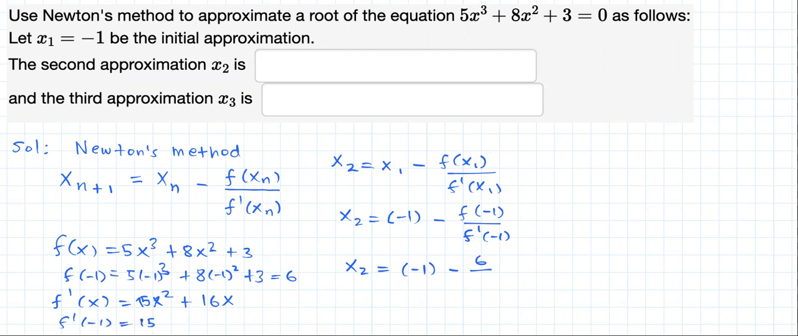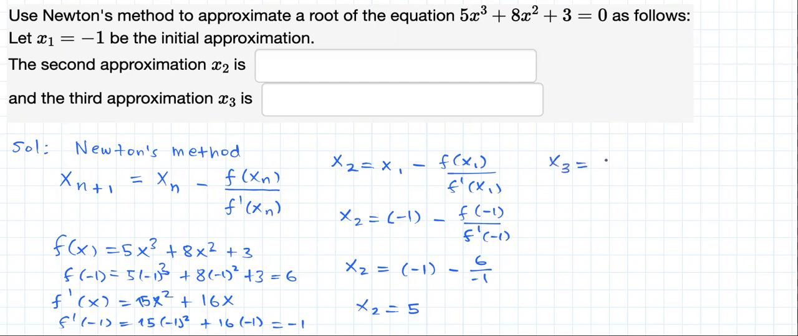What is that? 15 times -1 squared plus 16 times -1. This is 15 minus 16, minus 1, right? Doing the math here, we'll get -1. Minus -1 is plus. -1 plus 6 is just 5. So x2 is equal to 5. Done with x2.